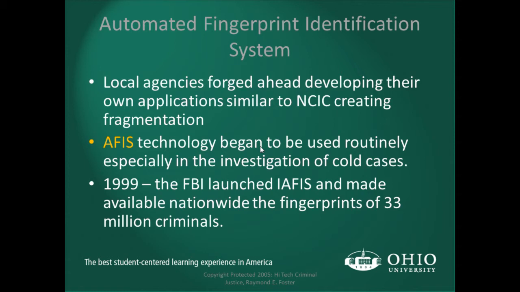In 1999, the FBI launched IAFIS. It made available nationwide the fingerprints of over 33 million criminals. So again, in 1999, we can see the evolution of being able to share that information, comparing it to a much larger database of fingerprints. And in this case, 33 million were made available in 1999.